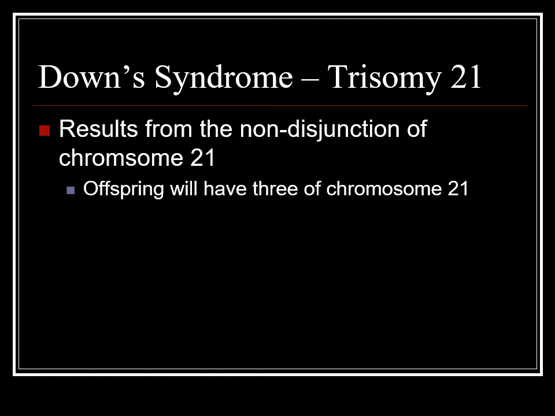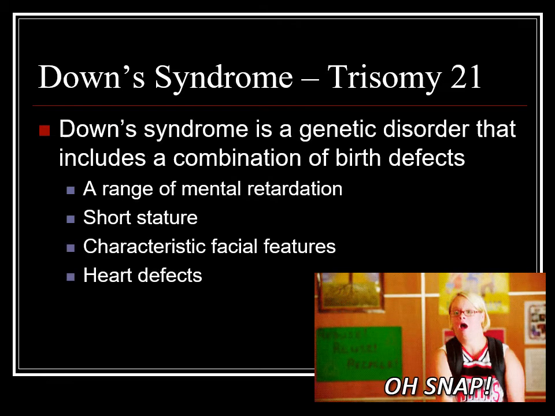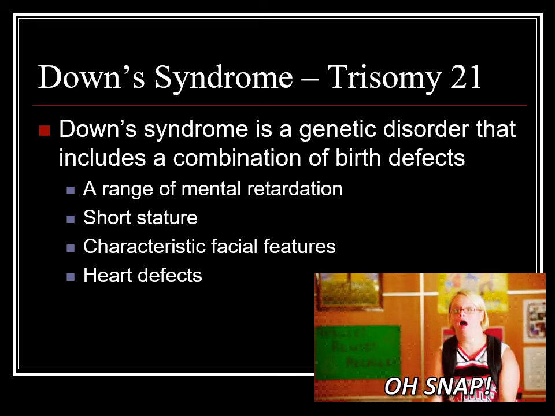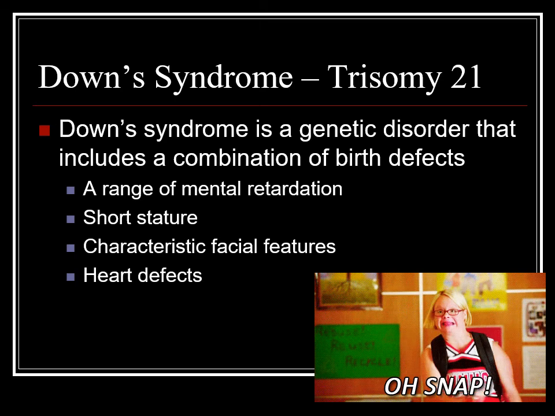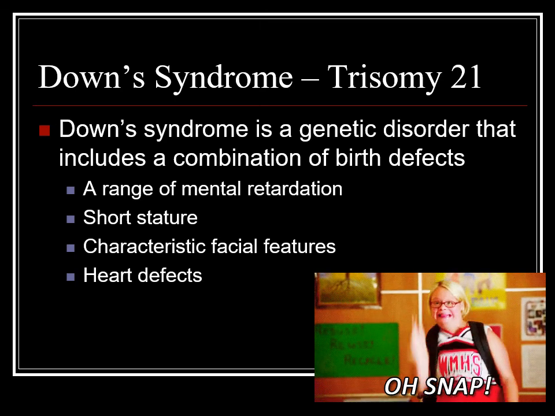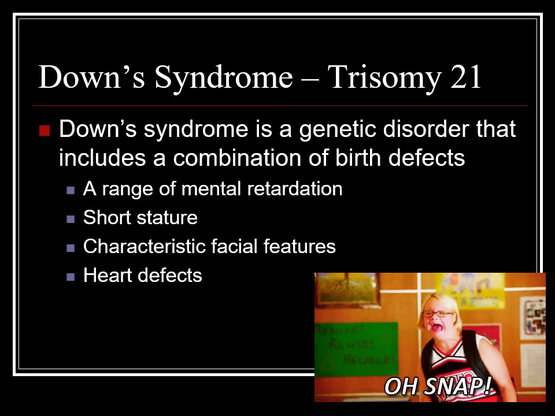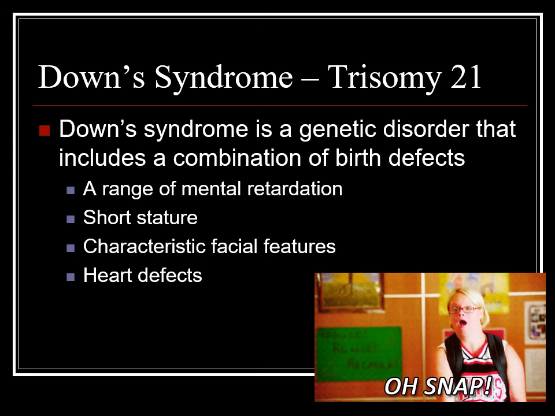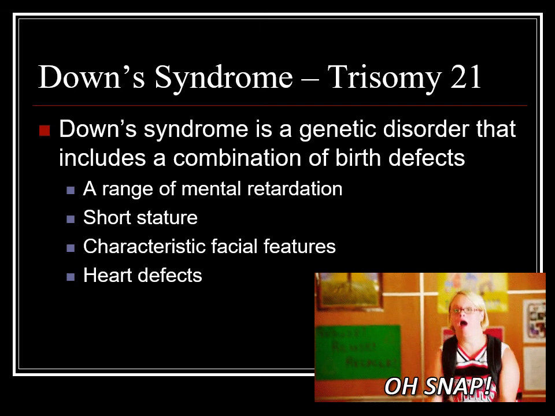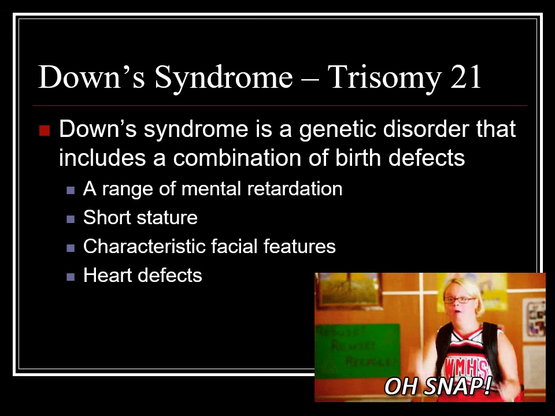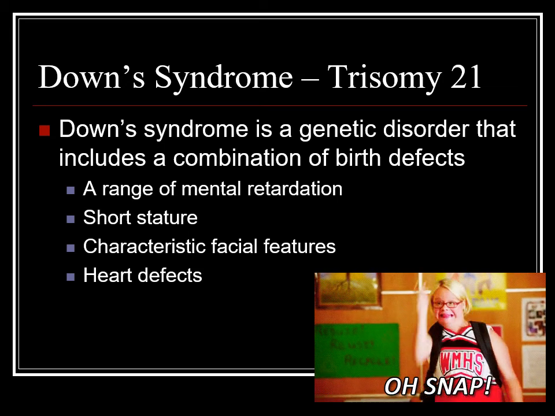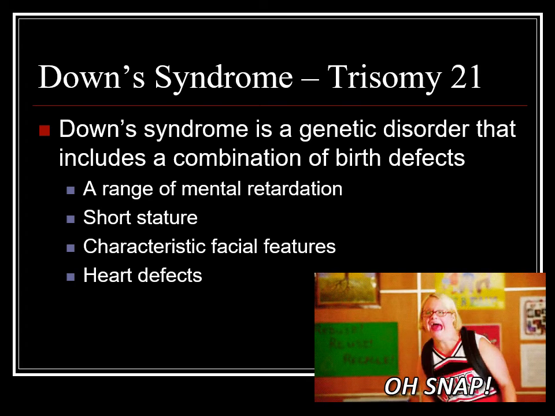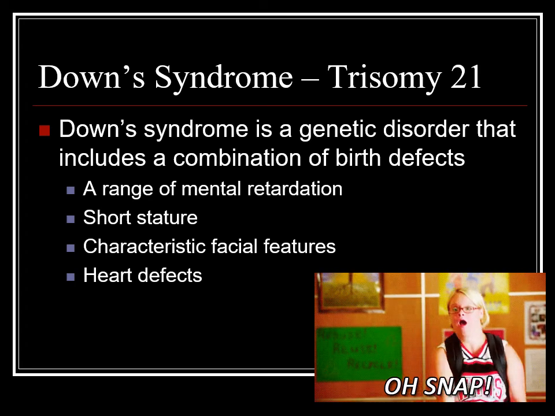All right, so non-disjunction of chromosome 21. Instead of having 2, they got 3. People with Down syndrome have a huge range of disabilities. You can be somebody with Down syndrome who's very highly functional, like Becky here from Glee. Becky has Down syndrome, but she is an actress able to maintain a job and memorize lines. So that's pretty good for somebody with Down syndrome. She's making a lot more money than many of us when she was doing this show.